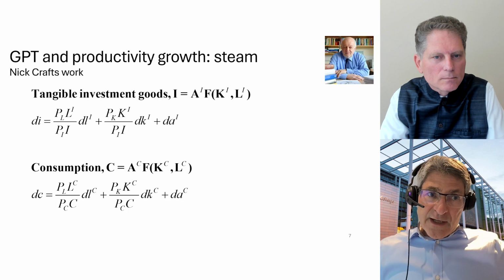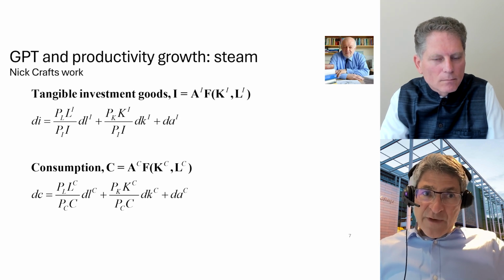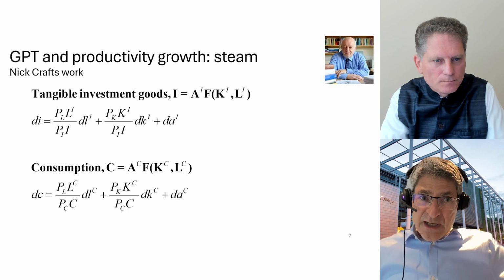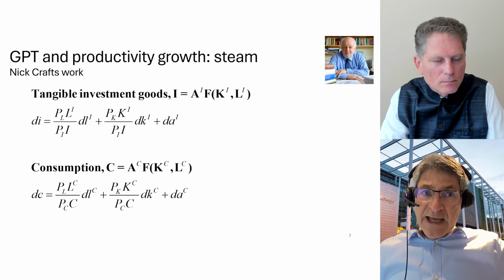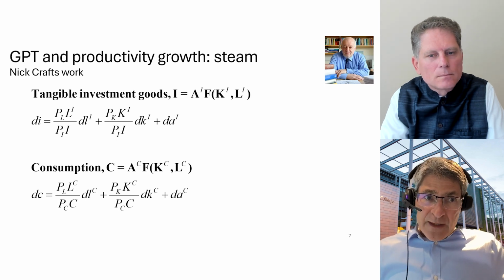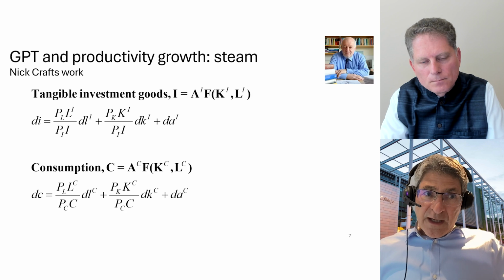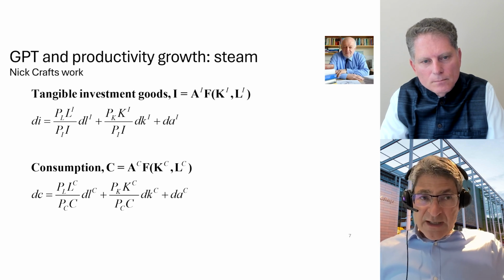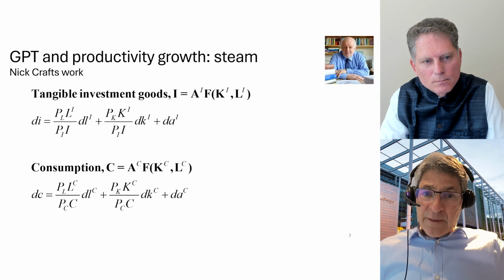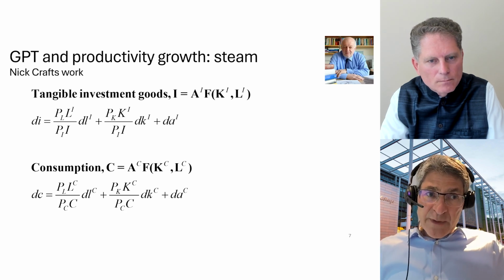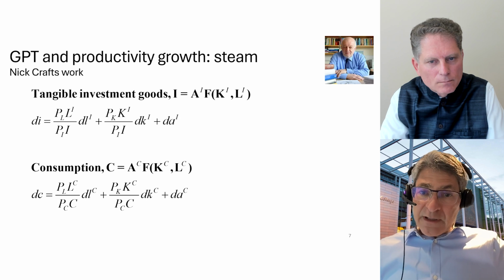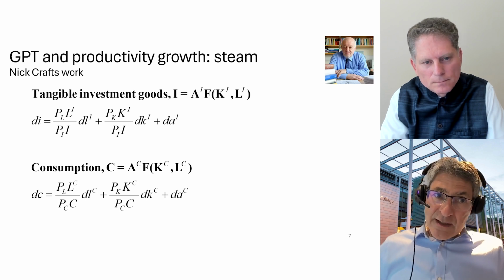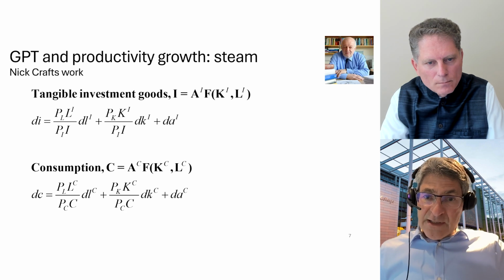Think of two sectors in the economy. One sector produces tangible investment goods, so that might be steam engines, and there's the production function. It's producing investment goods, so I is the output, with technology A, and it's a function of capital and labour. And so in a sort of dynamic form, the increase in investment goods, the first equation there, is going to be the increase in labour times the output elasticity of labour. That's the share of labour, so PLL is the payments to labour in the I sector, and then the I sector has value added PII. And then the payments to capital are going to be the output elasticity of the capital sector times the amount of capital, and then the final term is an increase in TFP.